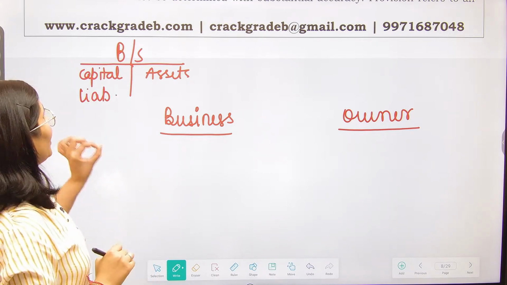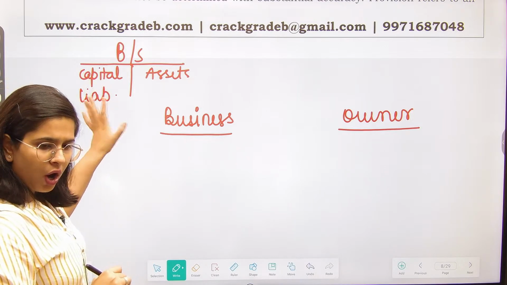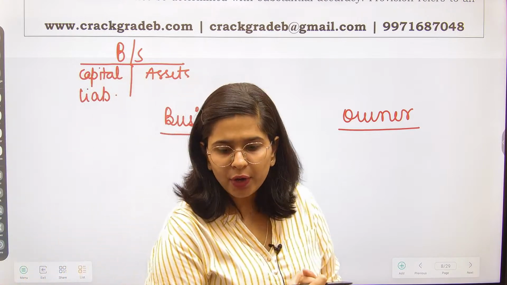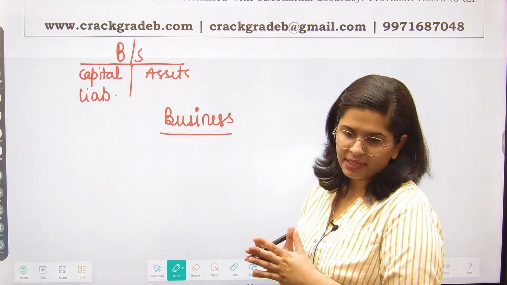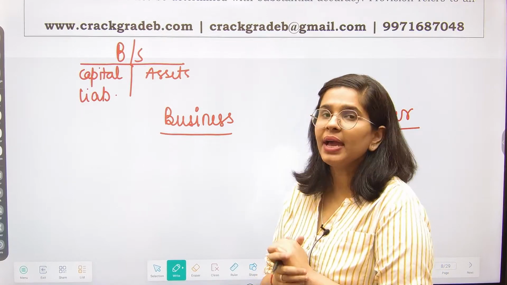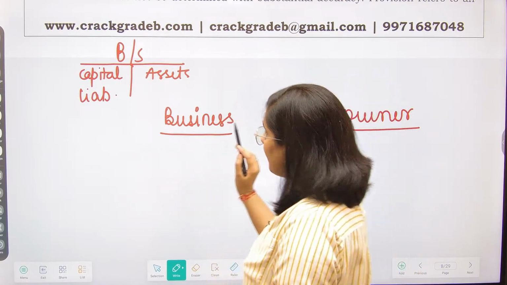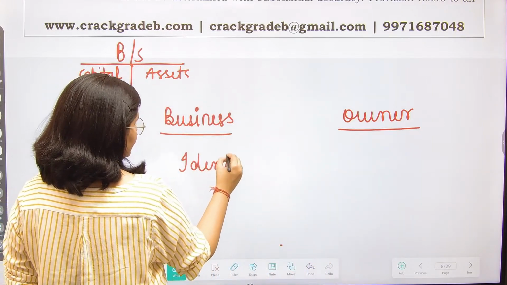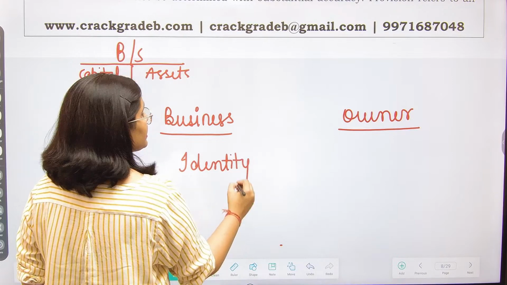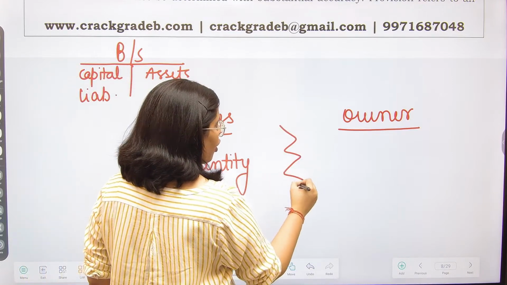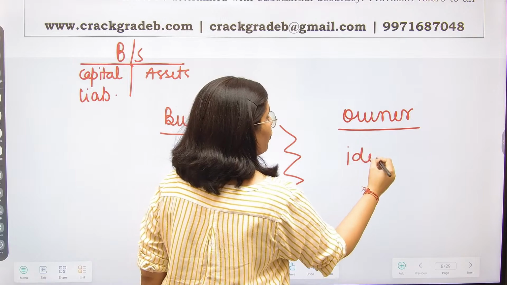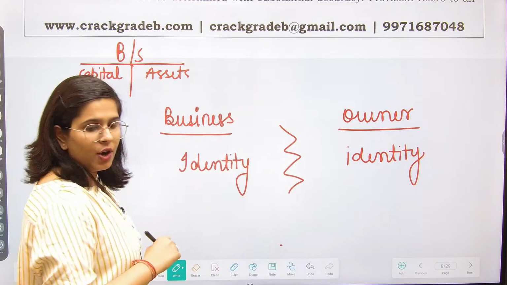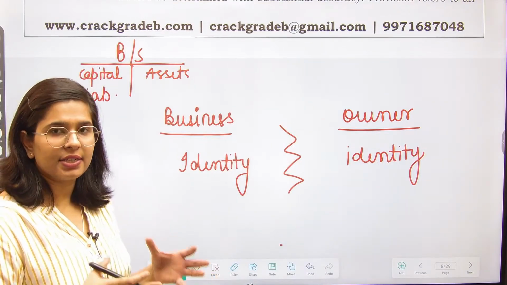Why do we write capital along with the liability? What is the idea behind this? Why do we write the capital along with liabilities? So the idea behind this is that the identity of business is separate from the identity of owner.